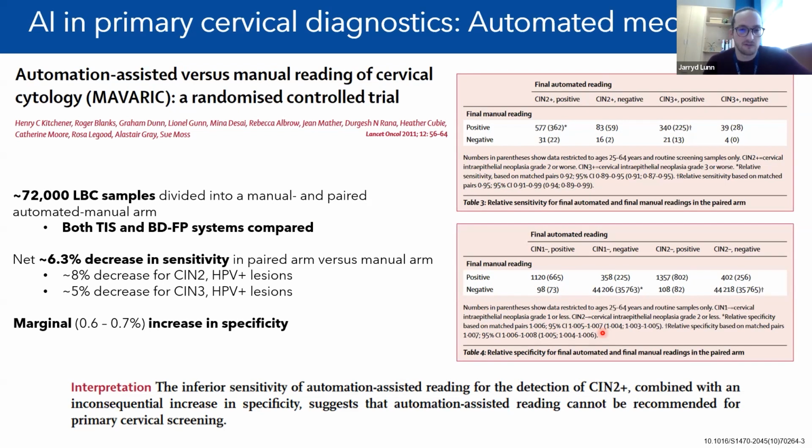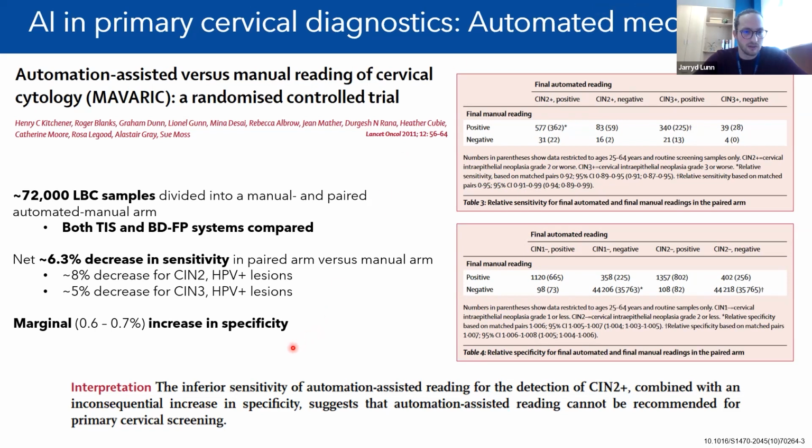Following this, there was a very big trial, the Maverick trial, that took about 72,000 liquid-based samples and divided them into a manual arm and a paired automated manual arm. And they compared both the ThinPrep and the FocalPoint systems. Unfortunately, the outcome of this showed a net 6.3% decrease in the sensitivity of the paired arm versus the manual arm, which meant that the paired arm as an automated mechanism, in other words, these systems would be able to sign these out automatically, showed a decrease in its ability to actually detect CIN2 by about 8% and CIN3 by about 5%, with only marginal increases in specificities.